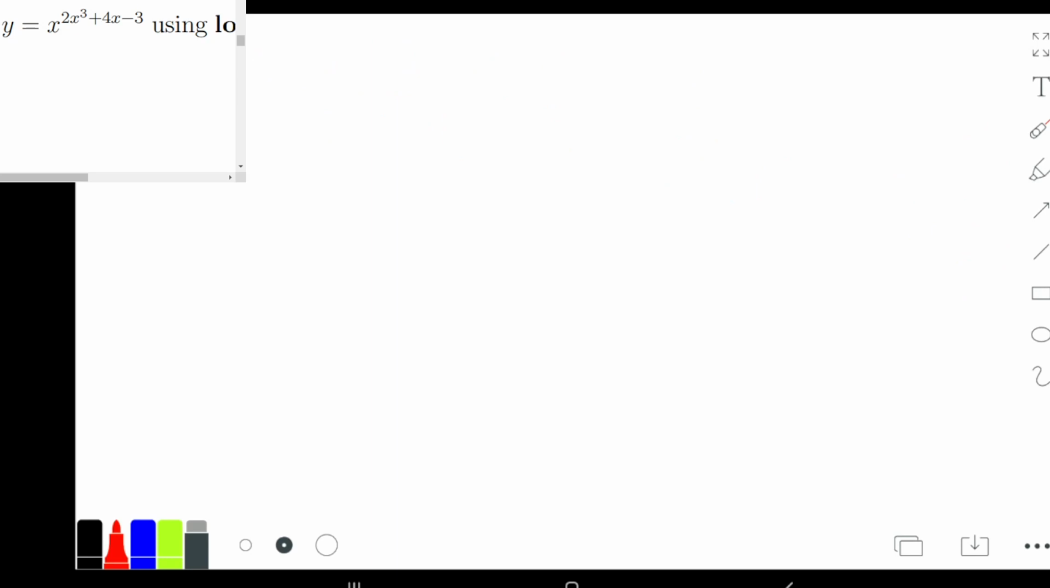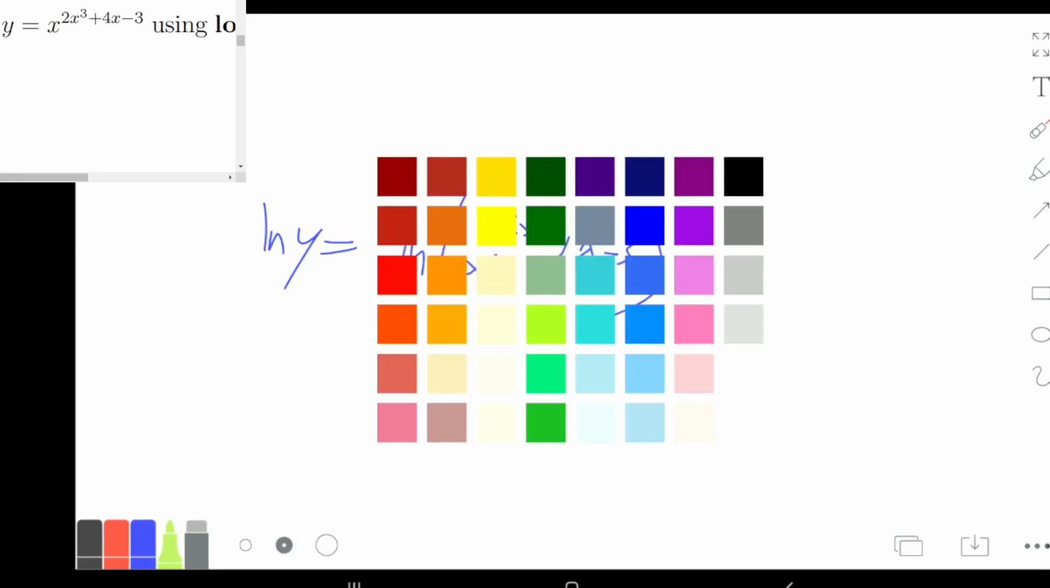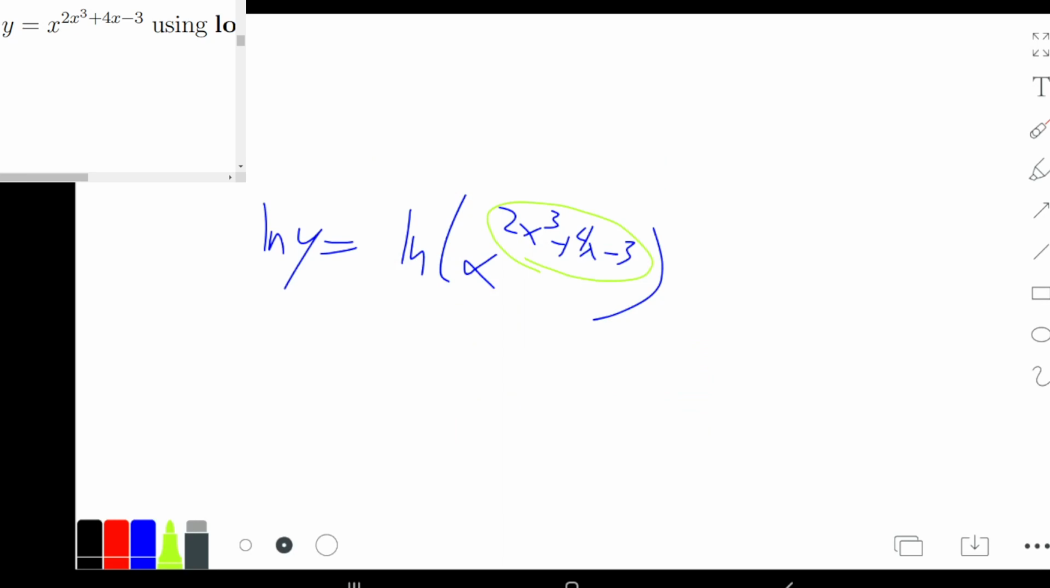So again, we begin by taking the logarithm of both sides. We get ln y is equal to ln of x to the 2x cubed plus 4x minus 3. And this whole term here is in the exponent. So using our log laws, when we pull that out front, we are scaling ln x by this whole polynomial.